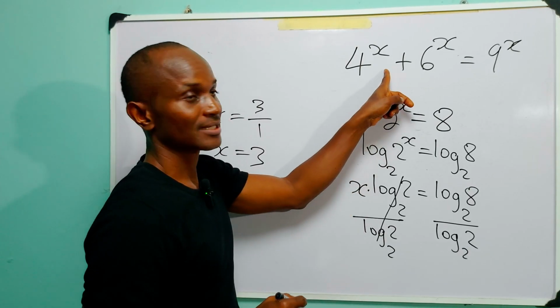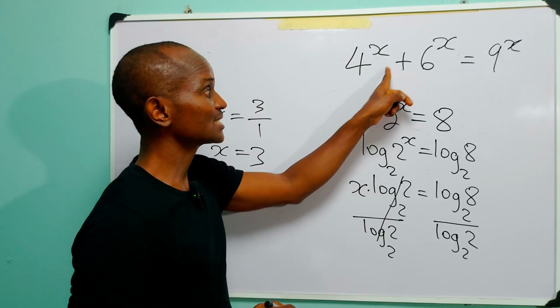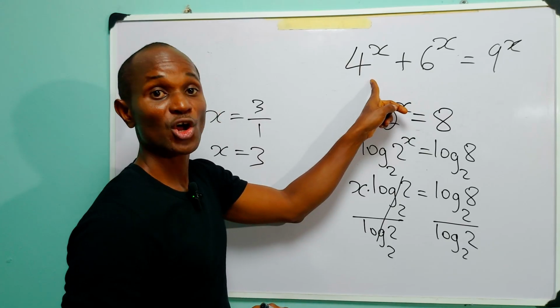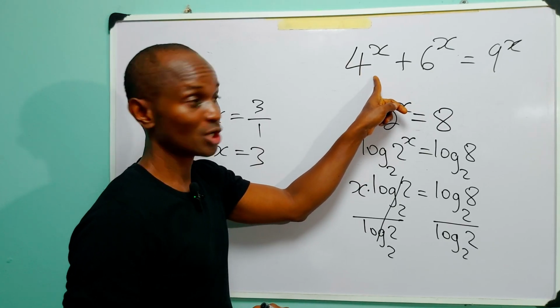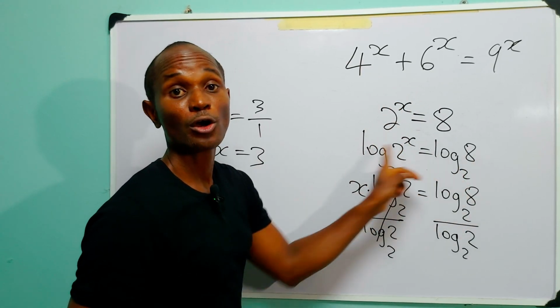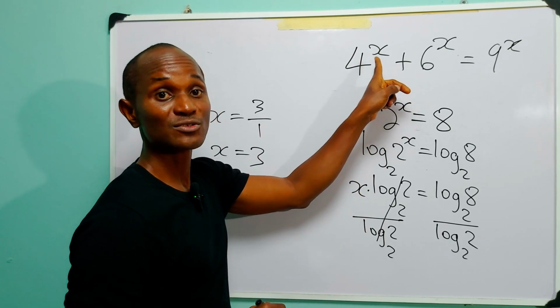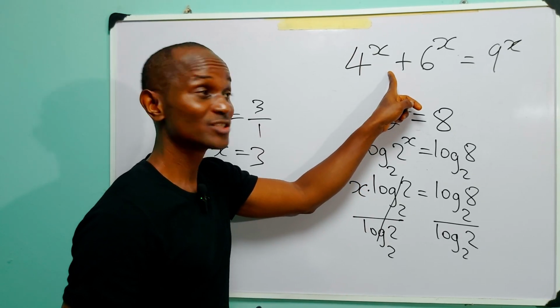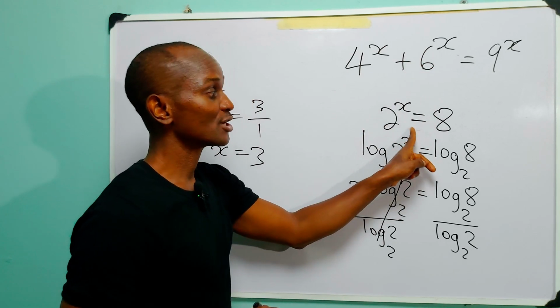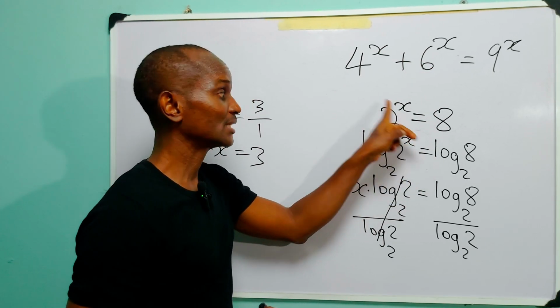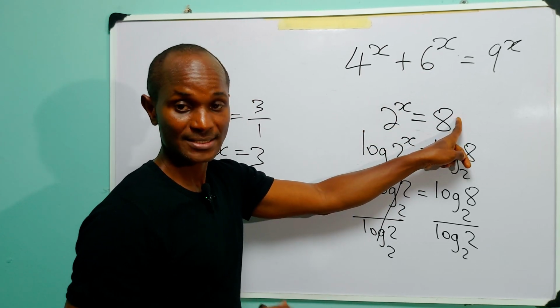Now, when you look at the problem at hand, you will see that we have two terms on the left-hand side of this equation. So we cannot simply take log of both sides. Our aim in solving this problem is to make sure that we find a way to condense this problem to this form, and then we take log of both sides.